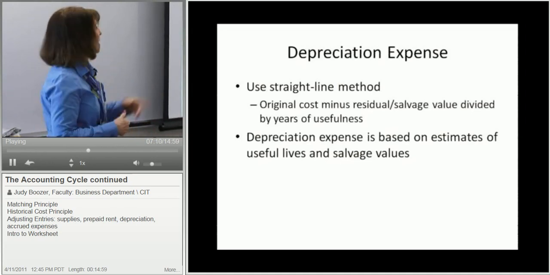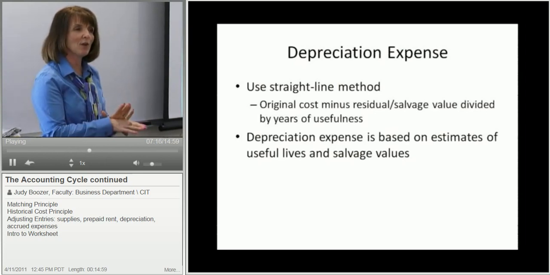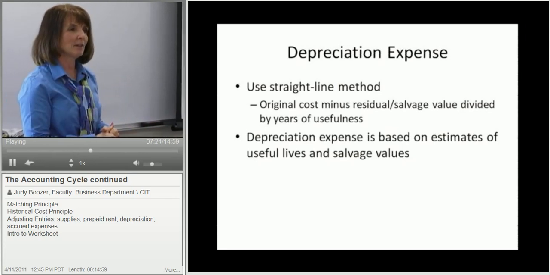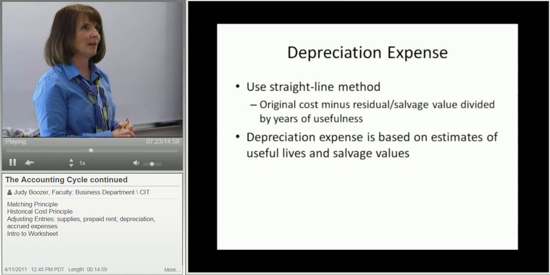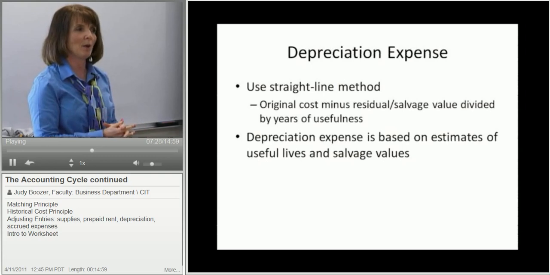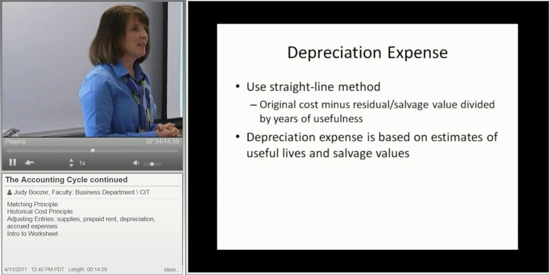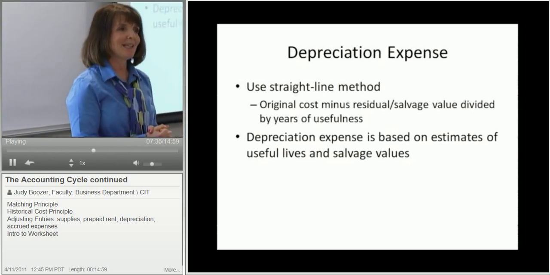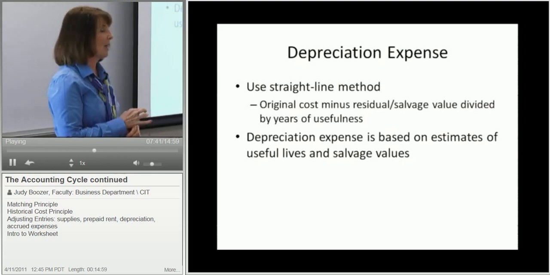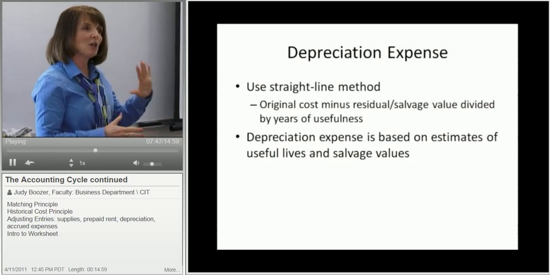It's based on that salvage value. So we're going to take the original cost, subtract the salvage value, and divide it by the years of useful life. So let's think about that. Let's say something cost us $6,000, a piece of equipment. At the end of its useful life that we determine, it will have no value, meaning we won't get anything out of it. So we don't have to subtract anything from the $6,000. And it's going to last for 5 years.